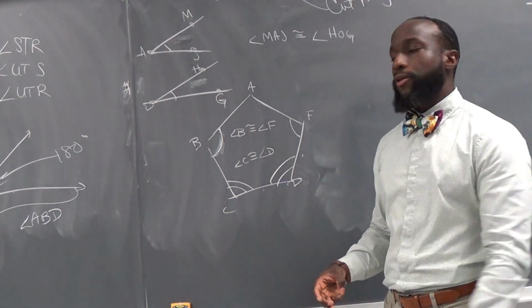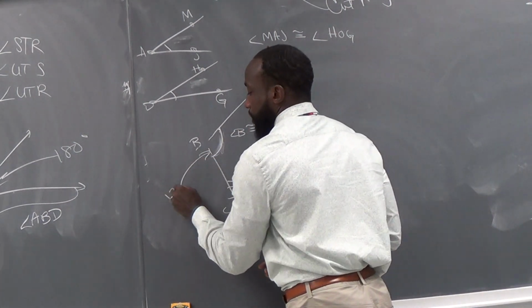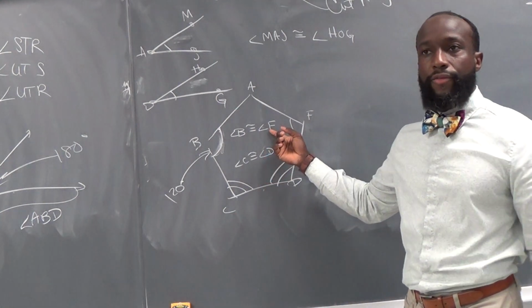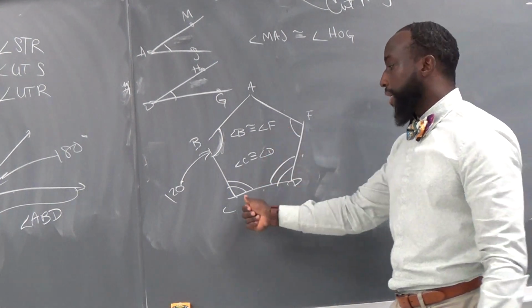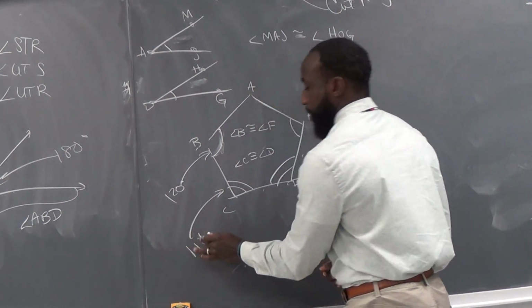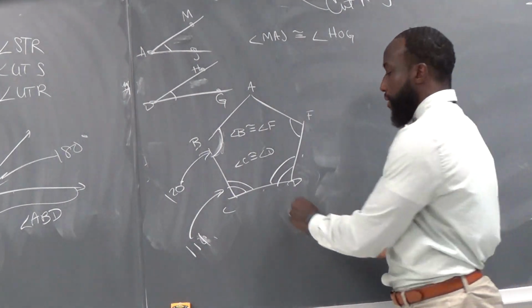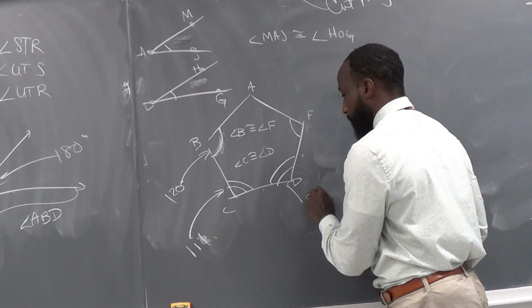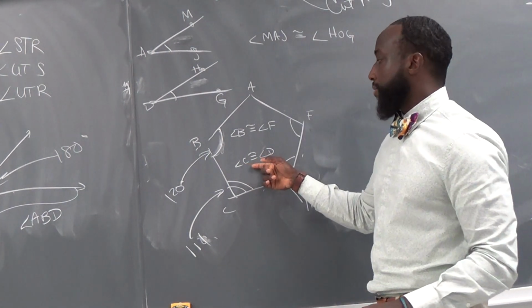So if I said angle B was 120, how big is angle F? 120. Exactly. And if I said this one was 111, then how big is this angle? 111. That's it, because they're congruent to each other.